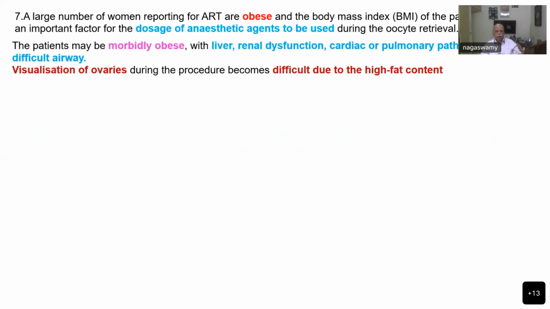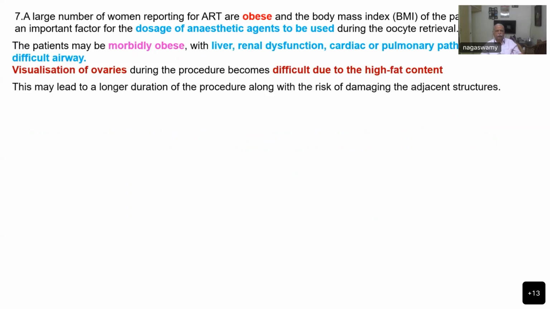And for the surgeon, visualization of the ovaries becomes difficult due to the high fat content inside the abdomen, and this may lead to a longer duration of the procedure. So when you have scheduled about 15 cases, if you get two obese patients, that itself may take about 45 minutes to 1 hour, delaying the list completion. So that is another disadvantage.